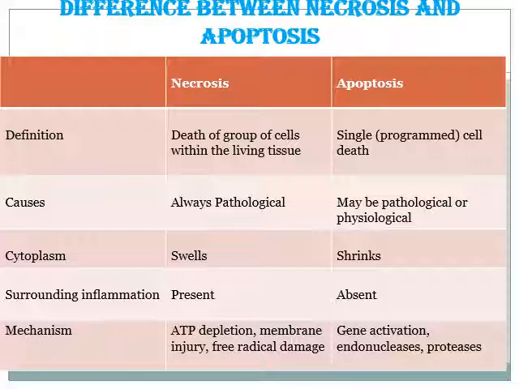There is inflammation in case of necrosis, and there is no surrounding inflammation in case of apoptosis. ATP depletion, membrane injury and free radical damage are the mechanisms of necrosis, while gene activation, endonuclease and protease are the mechanism of apoptosis.